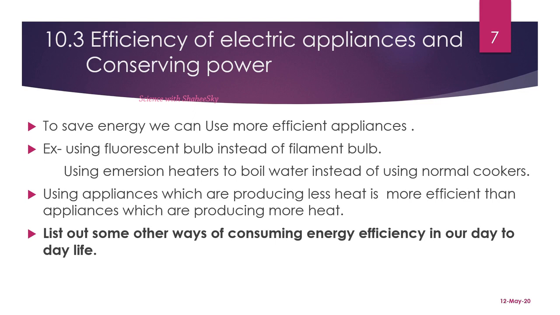So we'll see how efficiently we can use the electric appliances to conserve power. To save energy, we can use more efficient appliances: using fluorescent bulbs instead of filament bulbs, using immersion heaters to boil water instead of using normal cookers. These are some ways of efficient use of electric appliances.